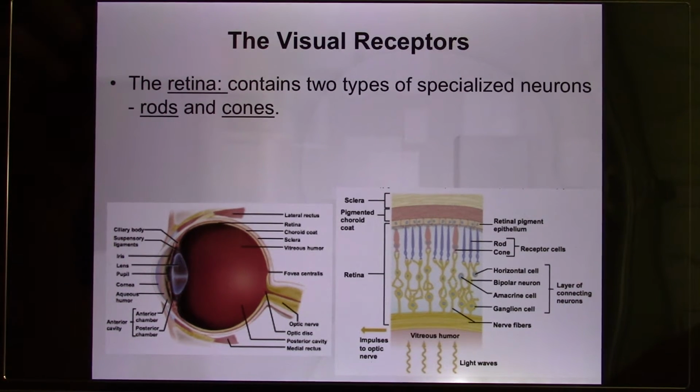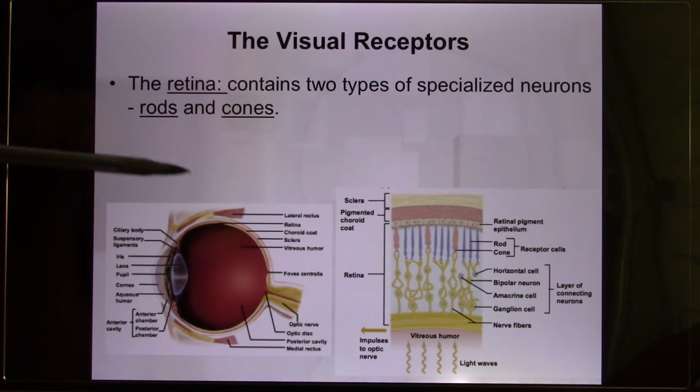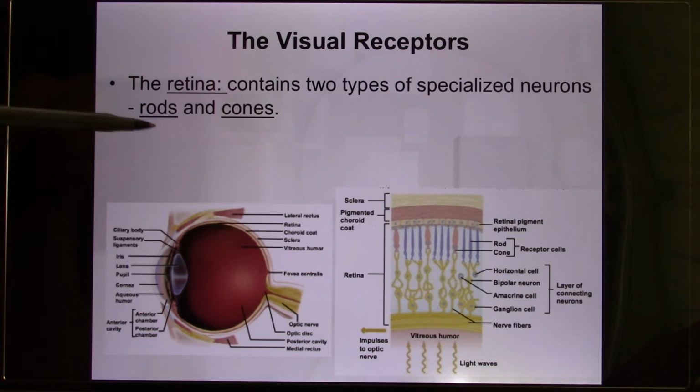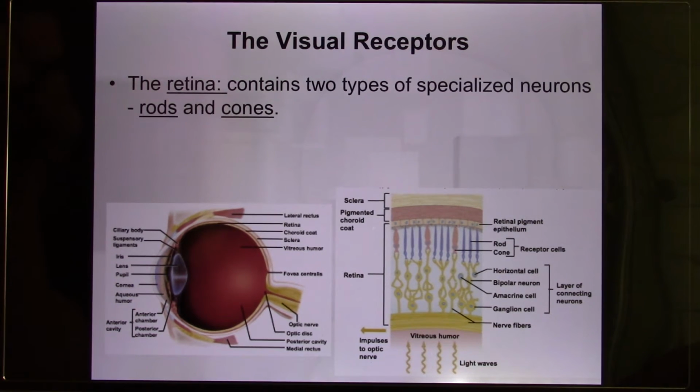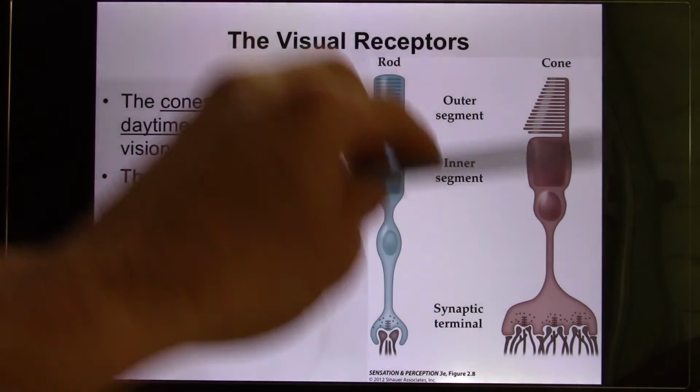Okay, let's keep going. So in the eyeball, the most important area is the retina. The retina is this piece of paper. And you have two different kinds of receptors, the rods and the cones. Let's look at the rods and cones. So that's the rods and that's the cones.